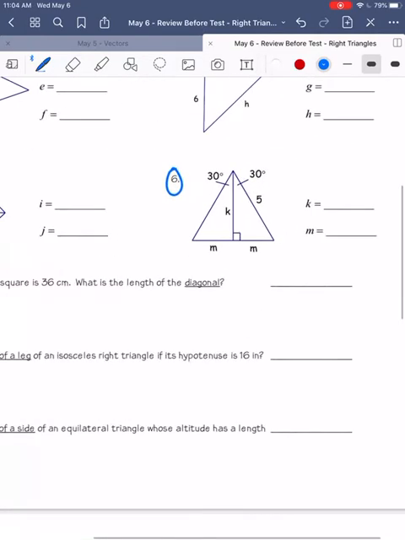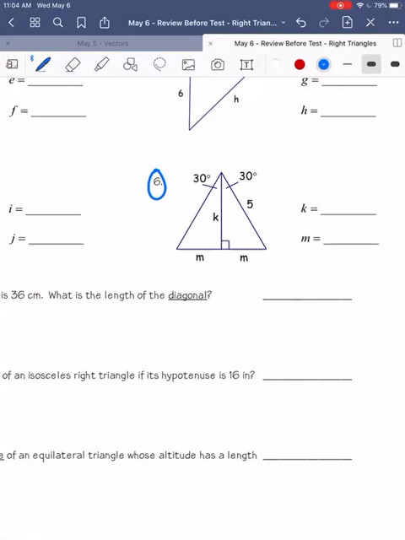Okay, so let's first start with number 6. Number 6 is a 30, 60, 90. So I'm going to go ahead and put 60 degrees down here, and then I'm going to label my triangle. The hypotenuse is 2x. The short leg is x. And the long leg is x root 3. Okay, so there are two different ways you can write this answer.